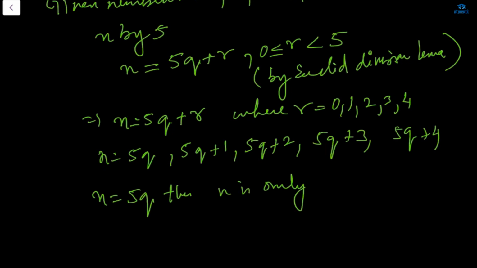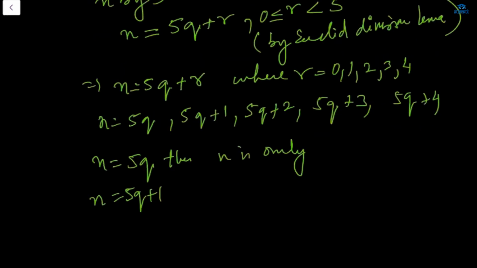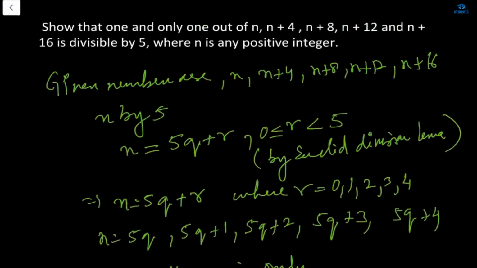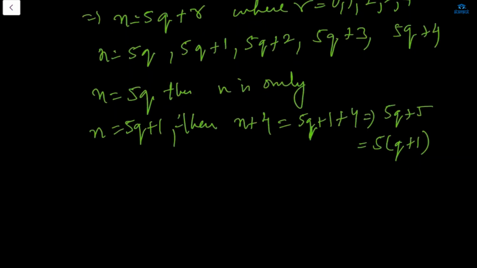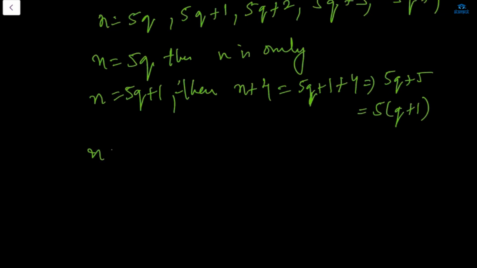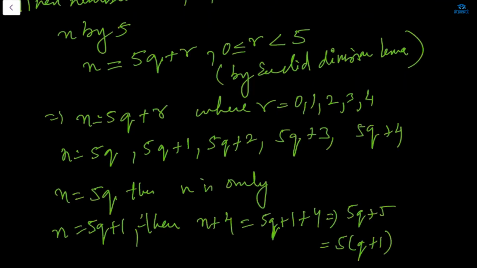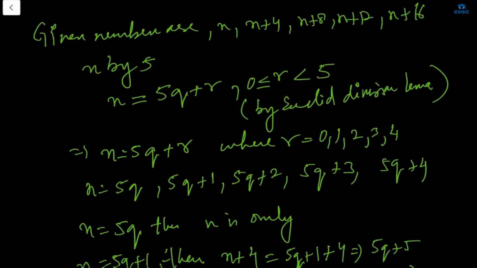If you take n equal to 5q plus 1, then n plus 4 will be equal to 5q plus 1 plus 4, which is 5q plus 5, which is 5 times q plus 1, which will be divisible by 5. So only n plus 4 will be divisible by 5. If you take n equal to 5q plus 2, then n plus 8 will be equal to what?